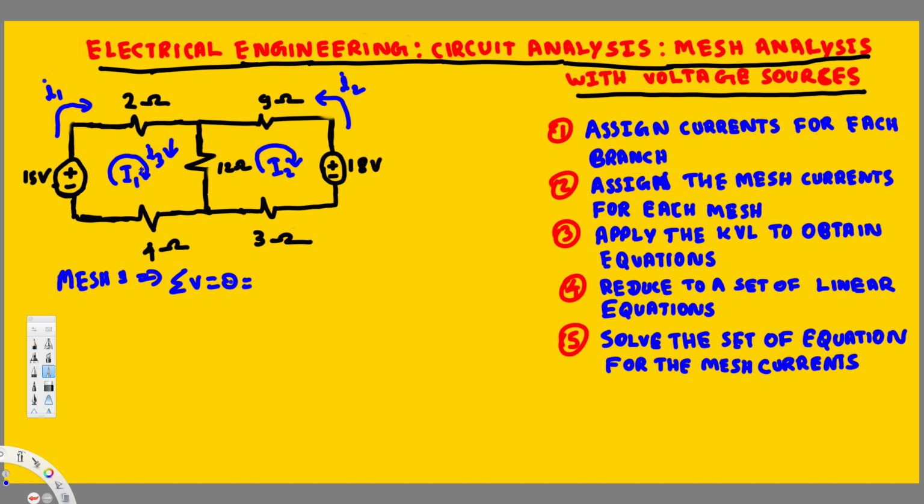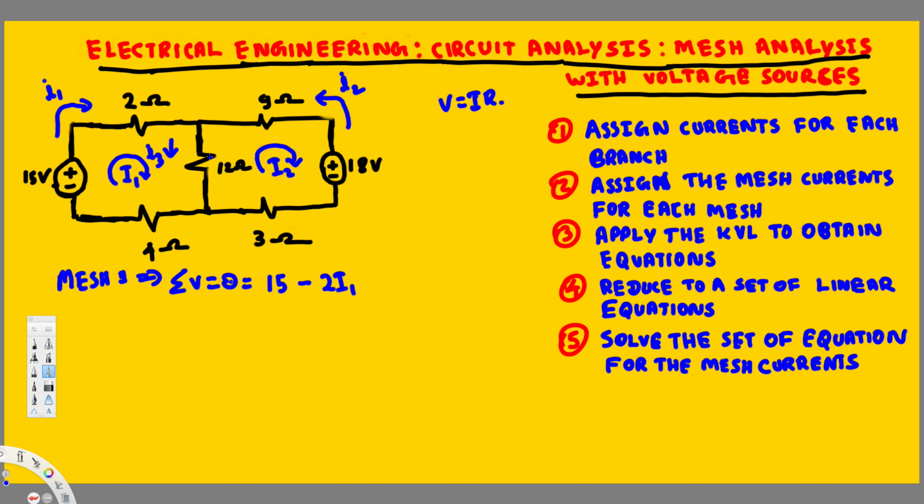First of all, I1 is flowing through this one, right? Here we have minus plus. If the current goes from minus to plus, it's going to be positive. So here we put positive 15, right? And if it moves along this path, along this line, this is going to be negative. We know that V is equal to IR, right? So this is going to be negative 2I1.